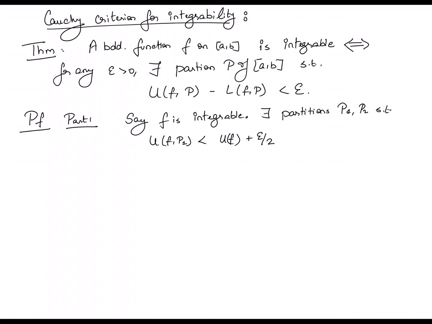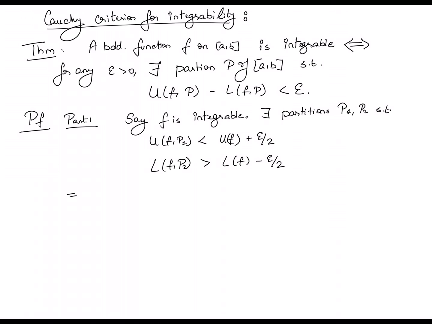So the fact that U(f) is the infimum means that it is the greatest lower bound. So if you give me anything more than U(f), like U(f) + epsilon/2, this is no longer a lower bound on the upper sums. So I can always find a partition P1 such that it is less than epsilon/2 more than the infimum. Similarly, I can find a partition P2 such that L(f, P2) is greater than L(f) - epsilon/2.